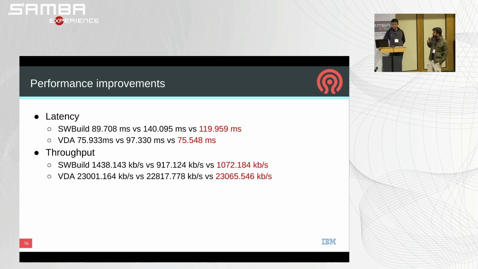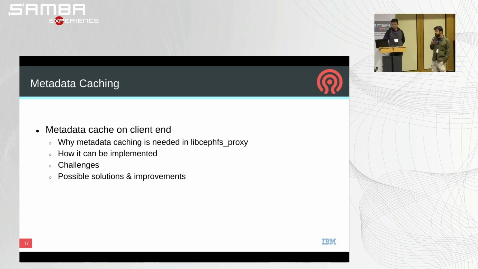And the throughput as well has been improved a bit for the software builds and the VDA. Like if you see 917, that's with the case sensitivity disabled and the async IO disabled as well, versus 1072 something kilobytes per second. And the same with the VDA, it's now 23,065 something versus. So we are still in contact with QE to keep testing, get new numbers, see how we can improve that testing and accordingly plan the changes on our end.